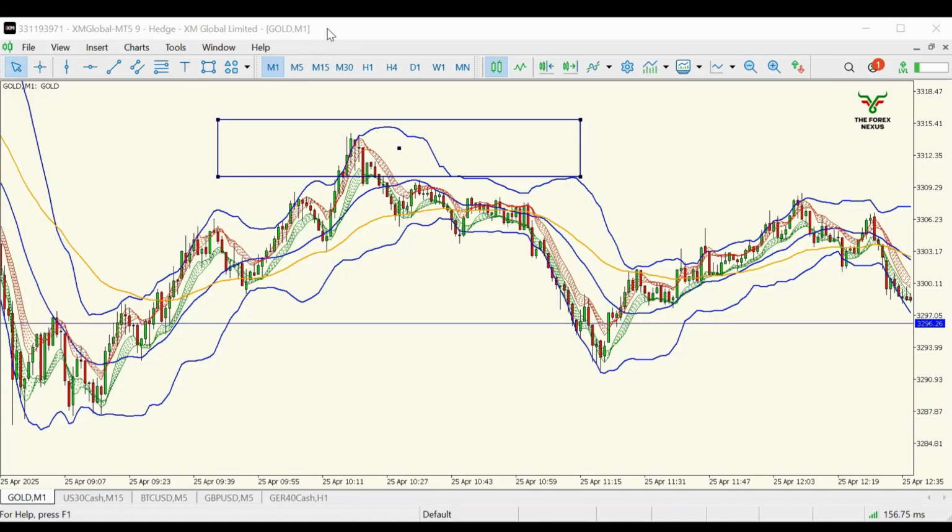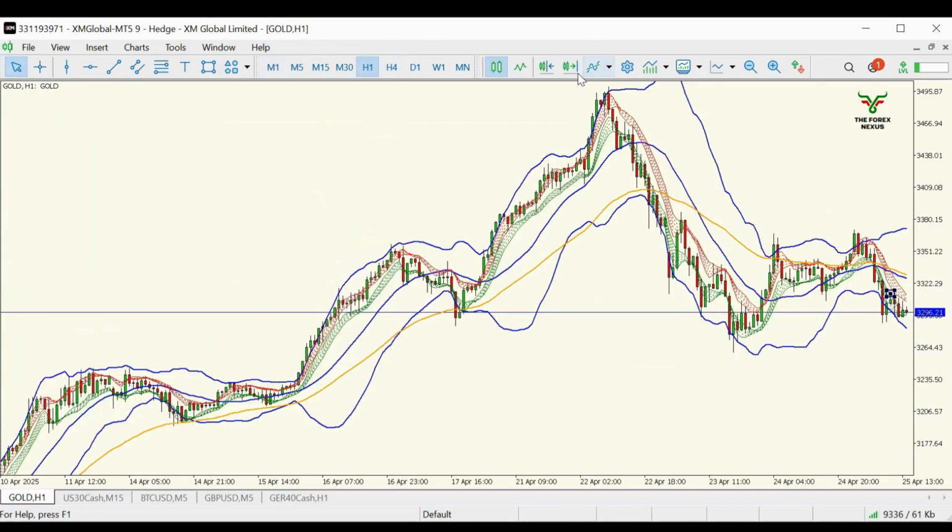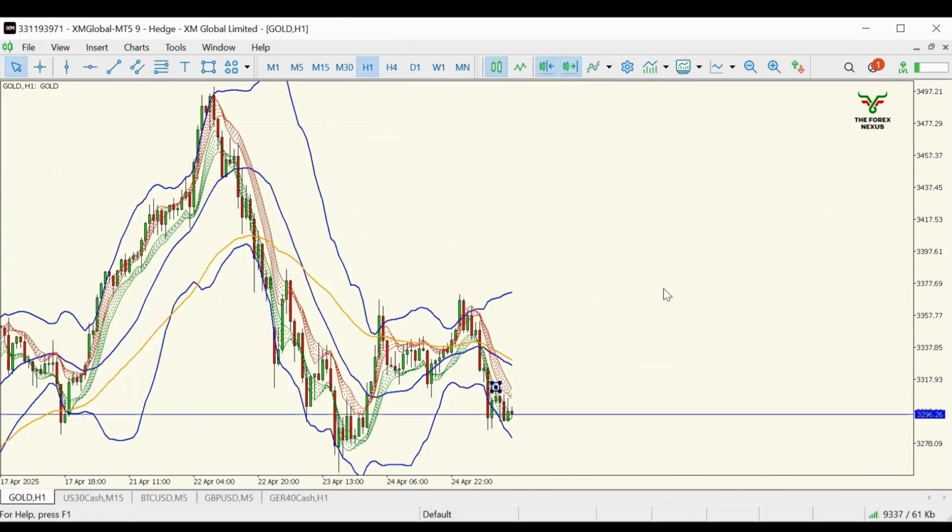Okay, so if the market is making, don't know why this is stuck now, the MT5 is not working maybe. Okay, it's fine now, it's fine.